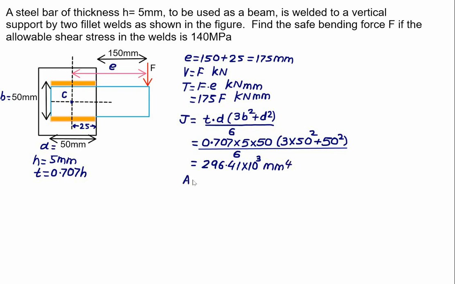Secondly, the cross-section area which is resisting the weld will be 2 times the throat multiplied by the length of weld D. That is, we have 2 times 0.707 times H multiplied by D. That is 2 times 0.707, with H equal to 5 mm and D equal to 50 mm. So we have resisting area equal to 353.5 mm square.